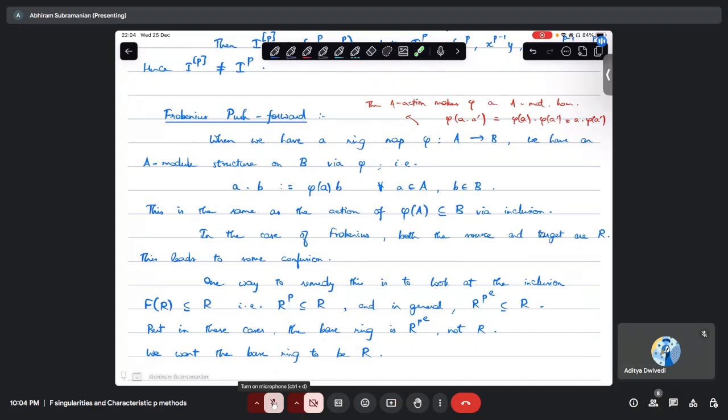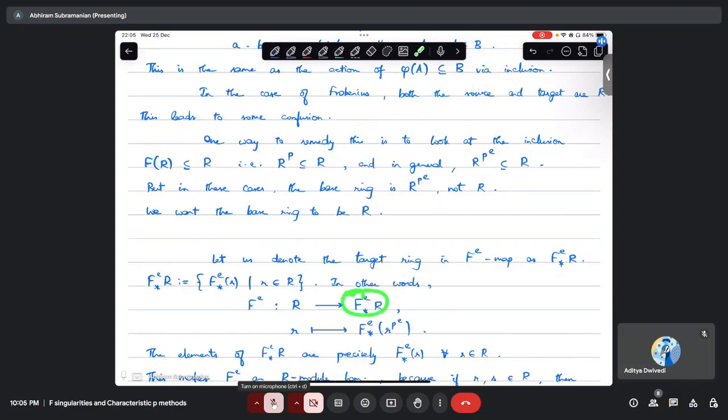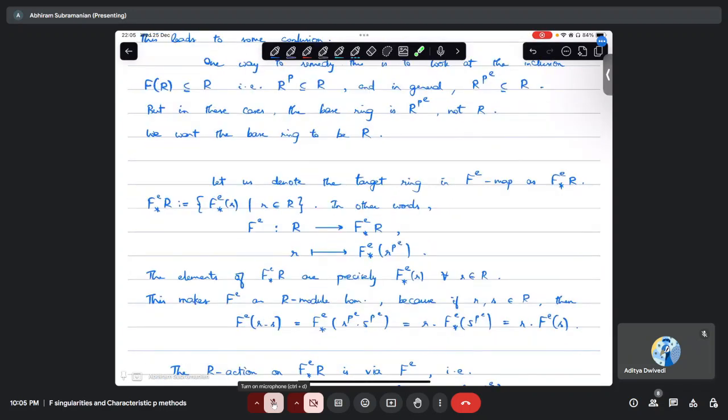The motivation for this comes from this fact. When we have a ring map from A to B, we have a natural A module structure on B. But here the Frobenius is a map from R to R. If we look at these two R's to be the same, they're not the same because the Frobenius action is not the identity map. So we want to write this target as some other ring. You could call it anything you like, but the notation that we use is Fe star R. So the target, I'm just writing as a different ring, a different symbol. And this is a ring, and Fe is a ring morphism. The Frobenius takes r to r to the power p, r power p power e. That is just the same in a different language.